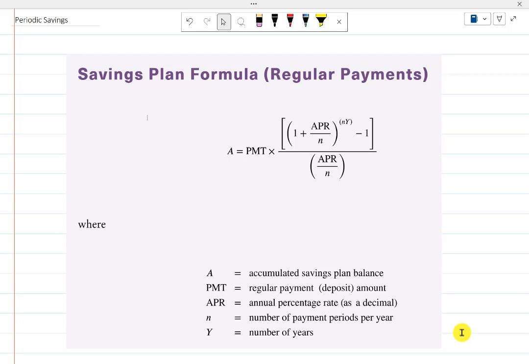In this section, we plan on using this one formula and using it for all its power. Here, you might recall some of the letters. They're the same letters that we used before. A is the account value. PMT is the amount of payment.